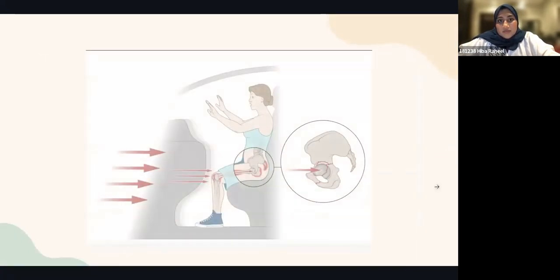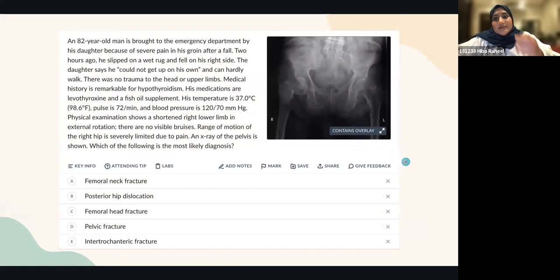So this is what the image looks like. They got hit from the back, then the dashboard came forward and pushed their knee backwards, and it caused posterior hip dislocation. Okay. All right, someone else for this one.